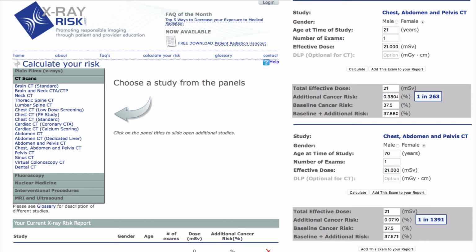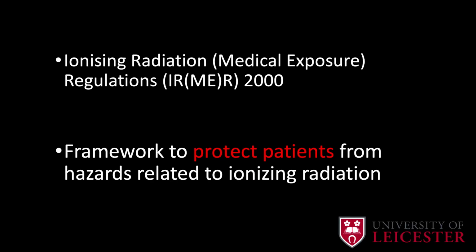There is a website I recommend to you. It's called xrayrisk.com, where if you are interested, or if the patients ask you what is the risk associated with my scan, you can just go and fill in the details. For example, you can put a female 21 years old. We're doing a CT chest, abdomen and pelvic CT, so you can tell the patient 1 in 263 patients of your age having this scan will develop cancer in the future. So I think this is a useful tool for you to be aware of.